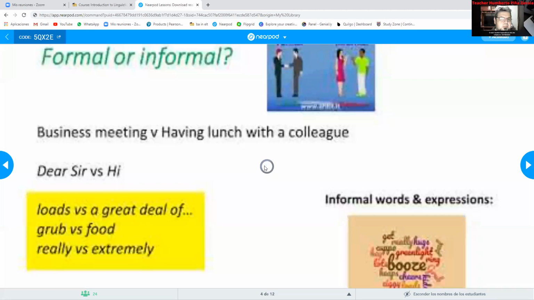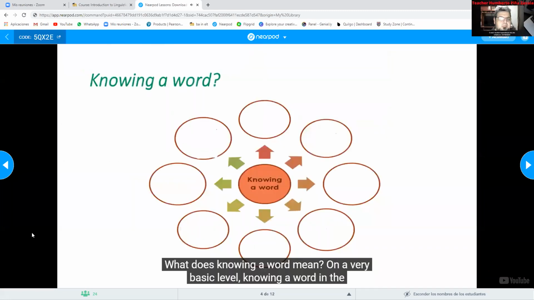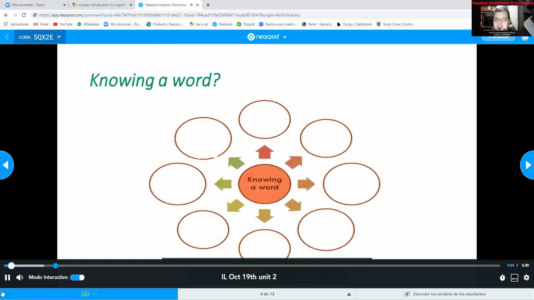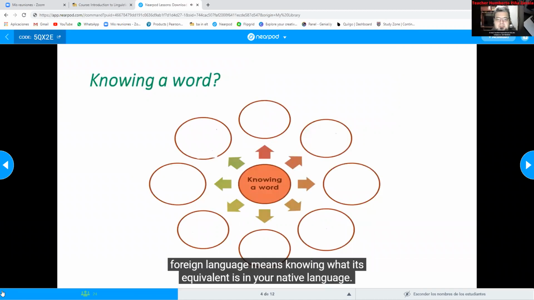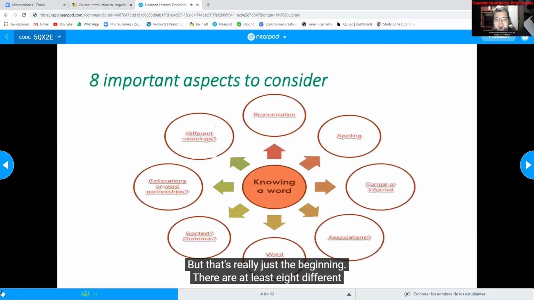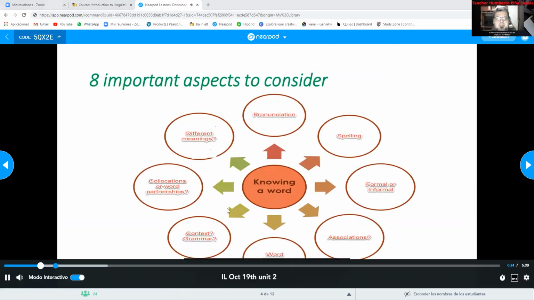What does knowing a word mean? On a very basic level, knowing a word in the foreign language means knowing what its equivalent is in your native language. But that's really just the beginning. There are at least 8 different aspects to knowing what a word means. This ranges from spelling and pronunciation, knowing the level of formality, positive or negative associations, word families, grammar and context, common word partnerships, and finally, knowing about the different meanings that a word can have.